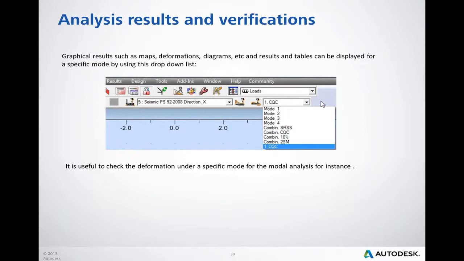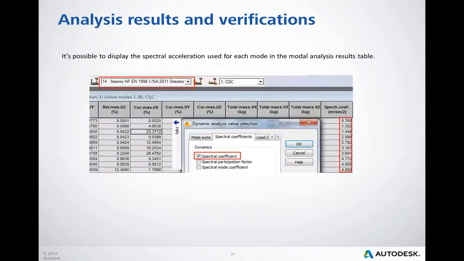Graphical results such as maps, deformations, diagrams, and results tables can be displayed for a specific mode by using this drop-down menu. It is possible to display the spectral acceleration used for each mode in the model analysis results table also.